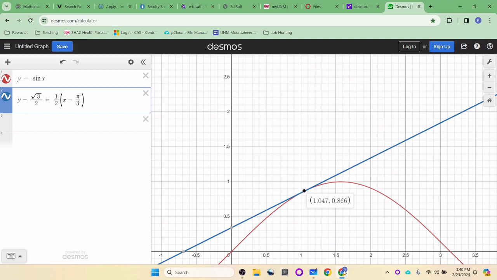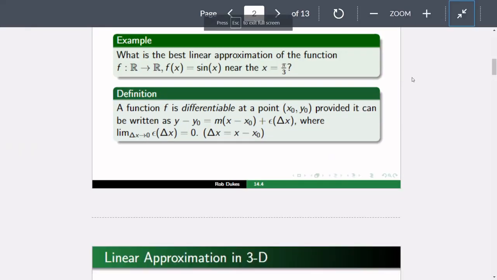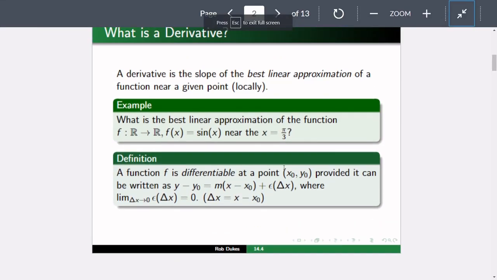So this gives us the actual definition of what a derivative is. We say a function is differentiable at some point if we can write it as y minus y naught equals m times x minus x naught plus epsilon times delta x.